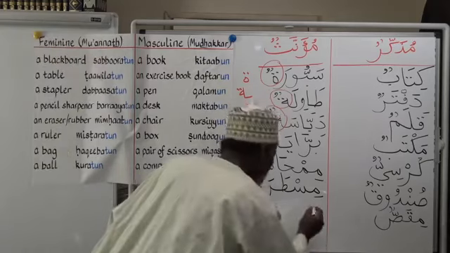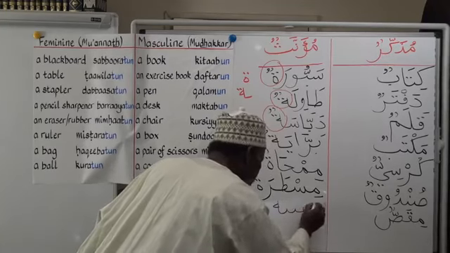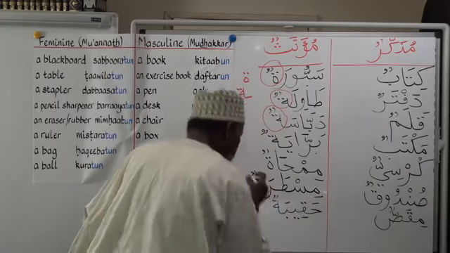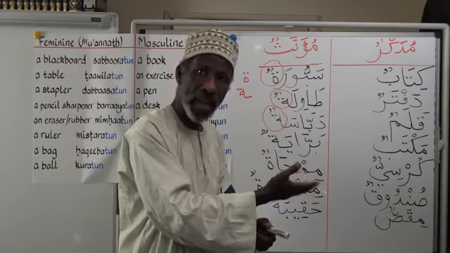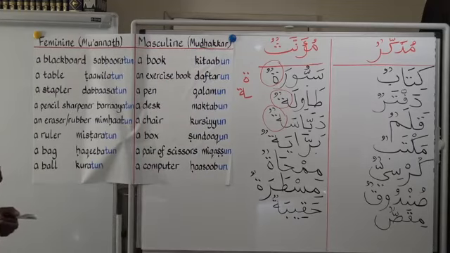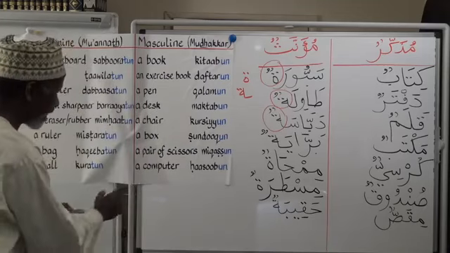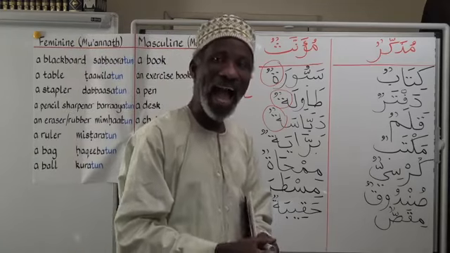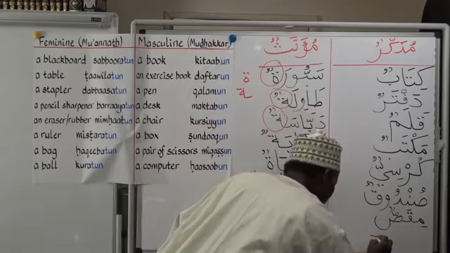Haqibatun. We have miqassun, a pair of scissors, and حقيبة, a bag. Next one, the last one in the masculine section, which is مذكر, is a computer. حاسوب. The computer.